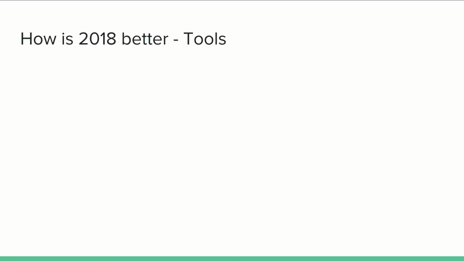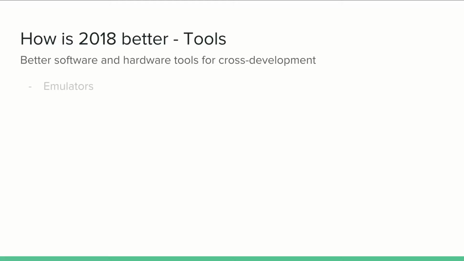And just some more detail on the kind of tools we have available in the modern era for cross-development. We have emulators, first and foremost. You don't need the actual hardware to run your software. You can emulate it in software instead, running on a different platform, and see a close approximation of the actual hardware and your software running on it.